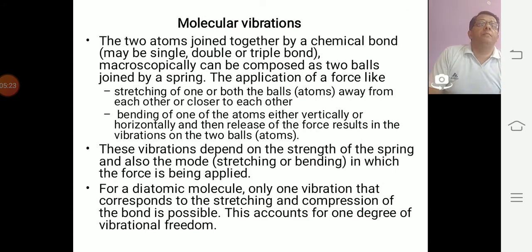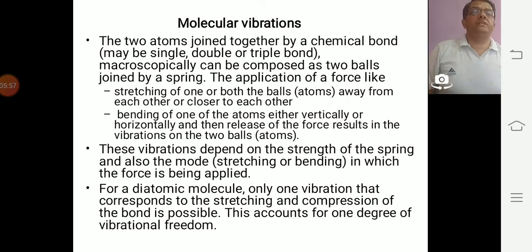And here is the molecular vibration. Two atoms joined together by a chemical bond, which may be a single, double, or triple bond, can macroscopically be imagined as two balls joined by a spring. The application of a force, like stretching one or both atoms away from each other or closer to each other, or bending of one of the atoms either vertically or horizontally, and then release of the force, results in vibration of the two ball atoms.